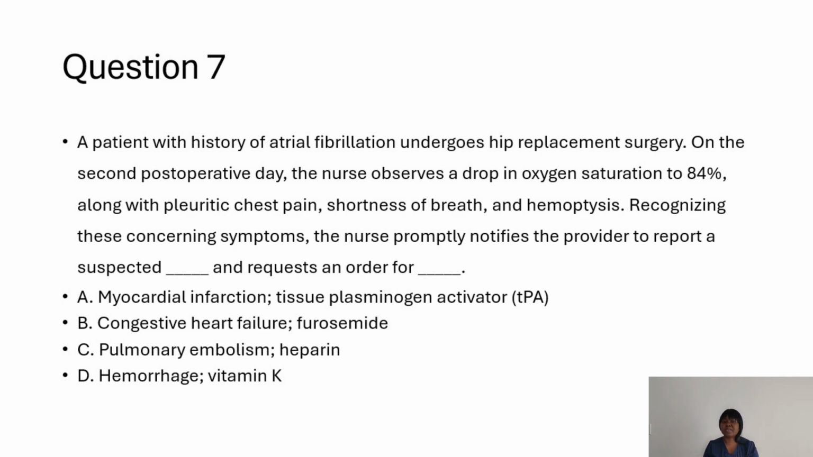This patient has history of AFib and is undergoing hip replacement surgery. Now, on the second day after this surgery, the nurse observed a drop in oxygen saturation, along with pleuritic chest pain, shortness of breath, and hemoptysis. What do we think could be happening? So now, what do we suspect in this case?